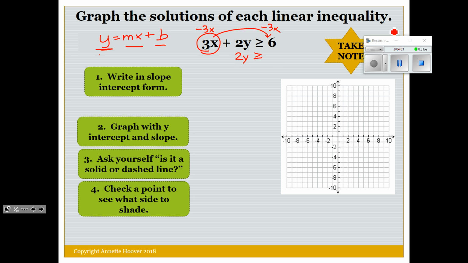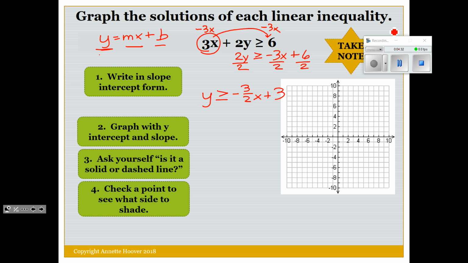So it becomes a negative 3x, and he tells the 6 to scoot over. Now we're not finished until we get y by itself, and y is being multiplied by 2, so we want to divide all 3 parts by 2. And when we do that, we get the equation in slope-intercept form. That would be y is greater than or equal to negative 3 halves x plus 3.